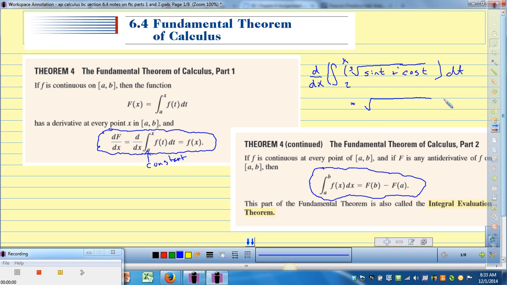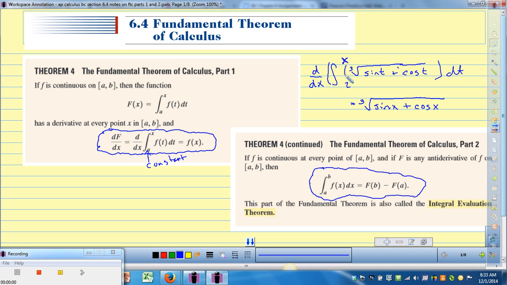The cube root of sine x plus cosine x. Done. It is this function evaluated at x.